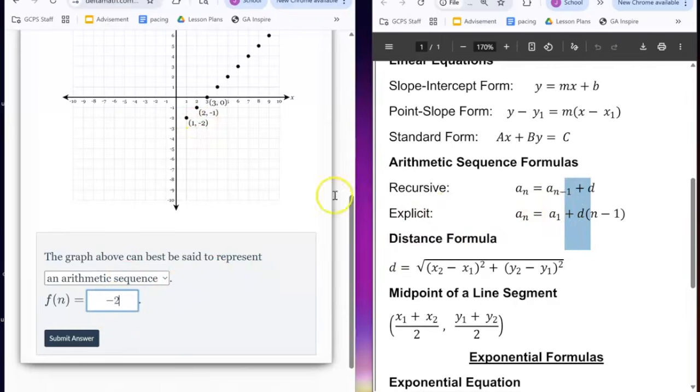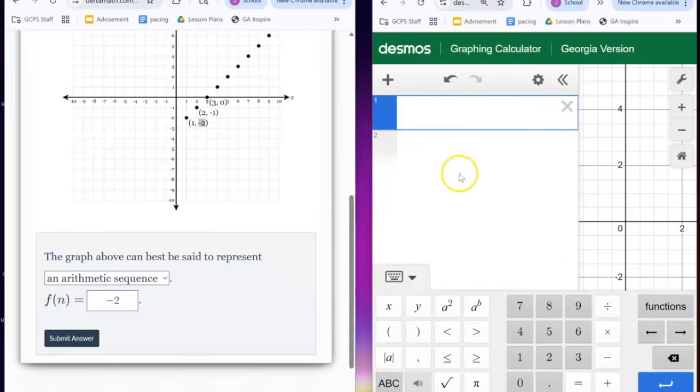All right, then I need the common difference, which is the second term, and they did give me the second term. So this is going to be -1 minus -2. And you're free to put it into the calculator too if you want to just do it that way. That's fine. So second one minus the first one. So second minus the first. So my common difference is +1.